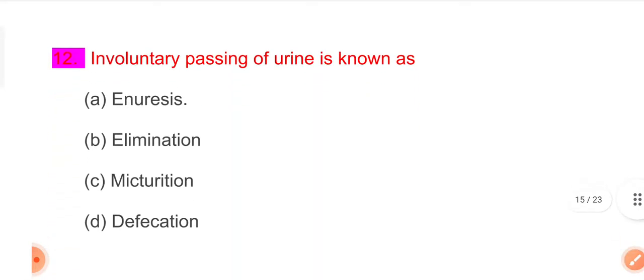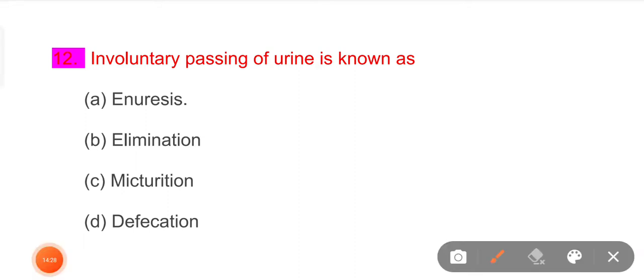The next question is, involuntary passing of urine is known as. So when the person is unable to control the bladder, the person will have involuntary passing of urine. So what does it mean? The options are option A, enuresis, option B, elimination, option C, micturition, option D, defecation. The right option is option A, enuresis.